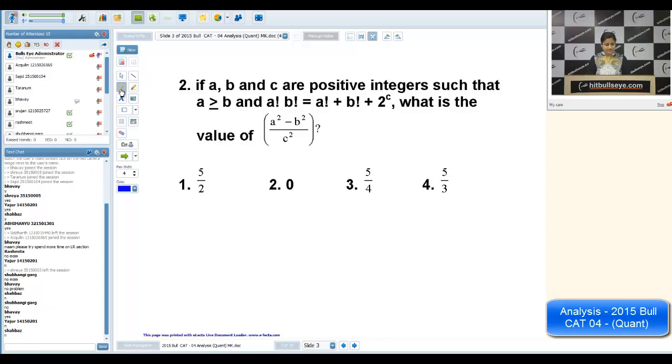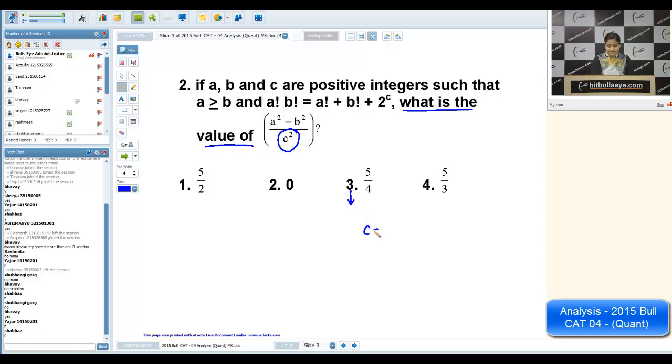Okay, Bhavya, let's see this question. I'm not reading the whole question here. It says, what is the value of a square minus b square upon c square? I'm just going by options. In the denominator, we have a perfect square here. So I'll take that option in which the denominator is a perfect square. That can be the best candidate for the answer. As you can see, third option.